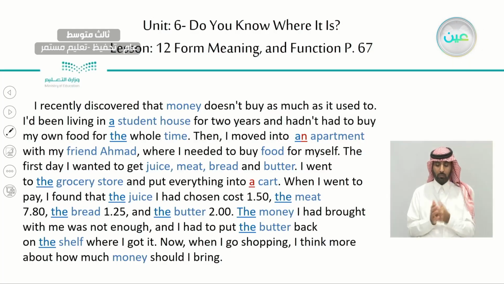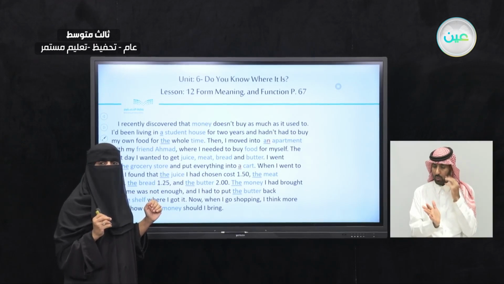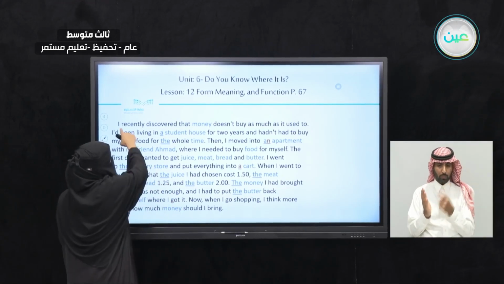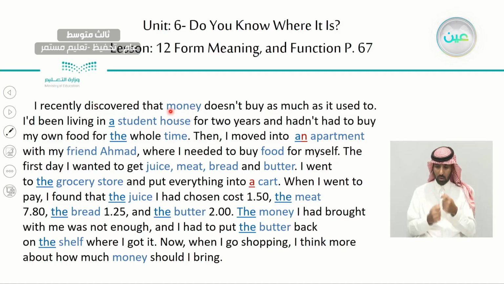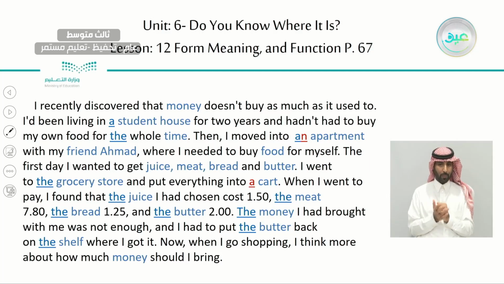If you can open page 67. This paragraph, you can't find it in your book. This is just to introduce the article "the," to see how we use "the" in a paragraph in written statements. Let's read it. I recently discovered that money, here money, what do we call it? Is it a verb? No, it's a noun. So I highlighted the nouns in blue. Okay? And I underlined the articles. Okay? So I recently discovered that money doesn't buy as much as it used to.